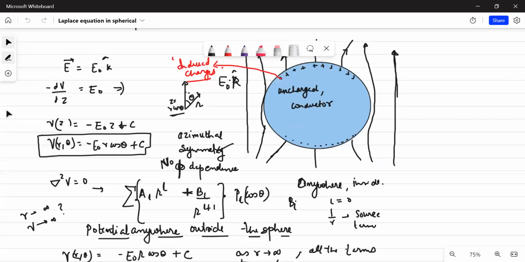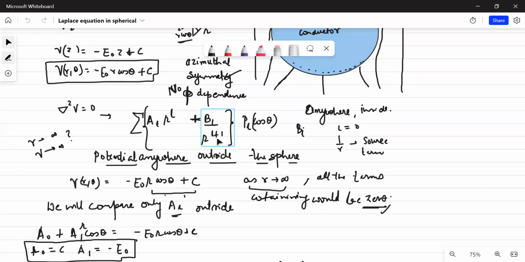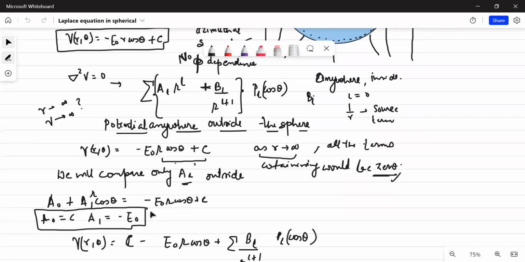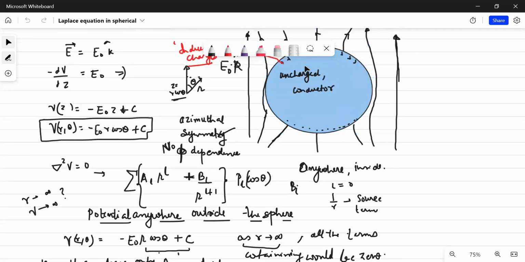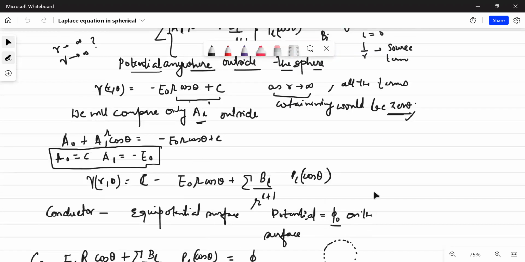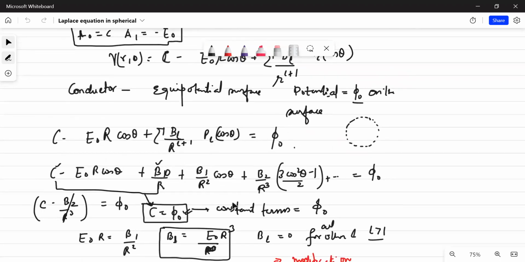In this case, we took two conditions. One condition was that as r tends to infinity, your potential is given by minus E naught r cos theta plus c. So we compared and we got the values of a naught, a1, and so on. Because this is a conducting sphere, the surface is an equipotential surface, so we took something called phi naught. When expanding the total constant term, you can also evaluate B naught, but overall, write this B naught by R plus C as some constant K. This will be some phi naught, and the remaining terms we also identified.